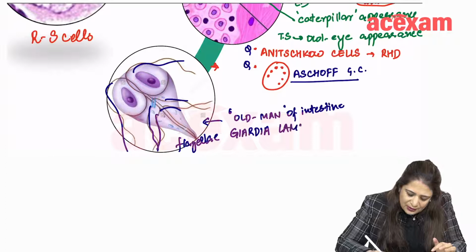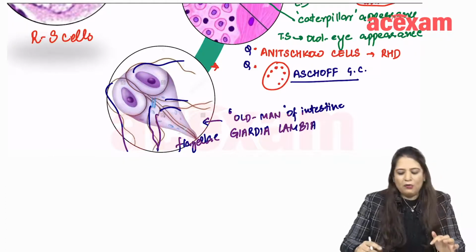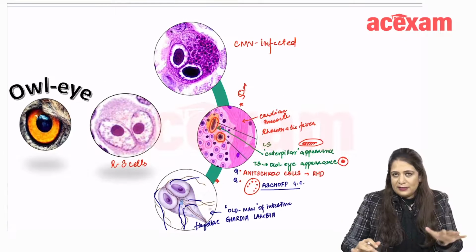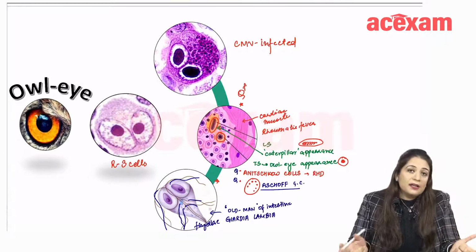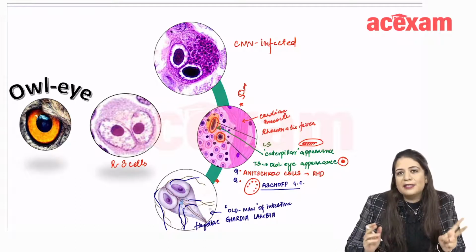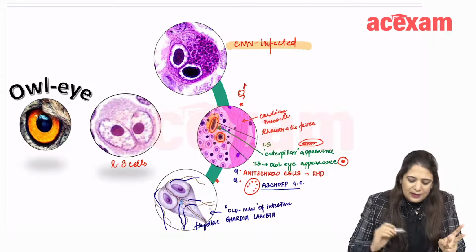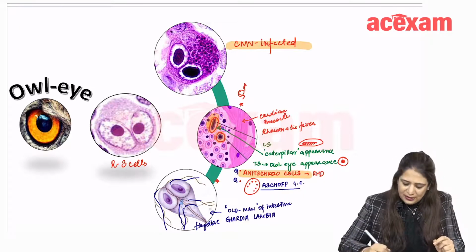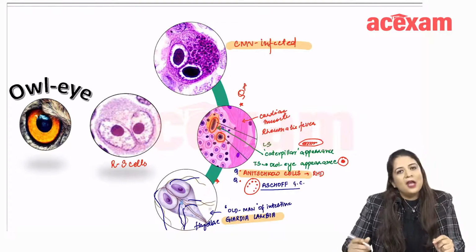So even in giardiasis, this owl eye appearance can be seen. This is the take-home message for you in this question: the owl eye appearance is not just confined to the Reed-Sternberg cells. It can be seen in the CMV infected cells. It can be seen within the Anitschkow cells of the RHD and also in Giardia lamblia.